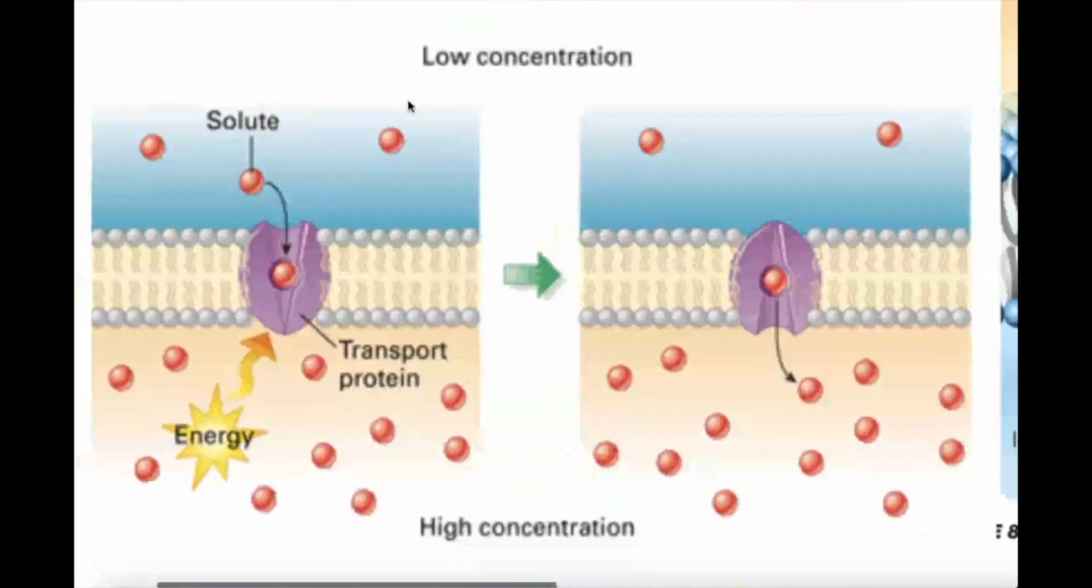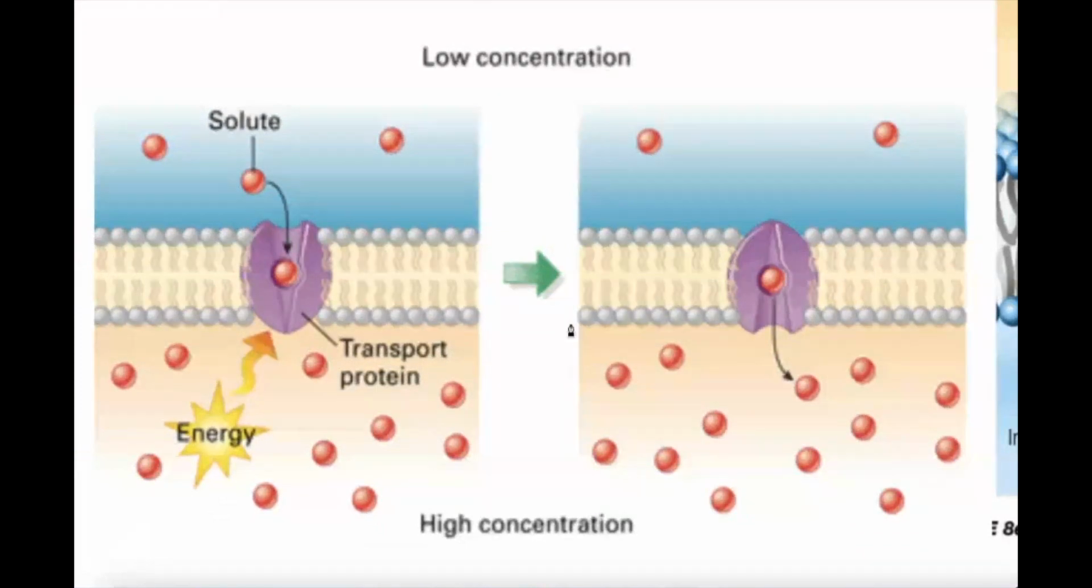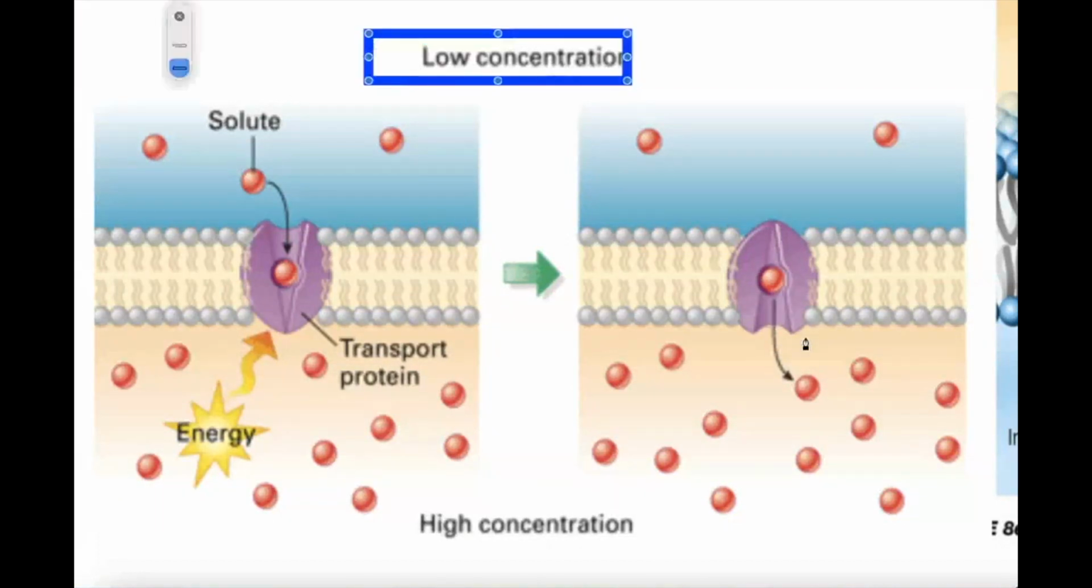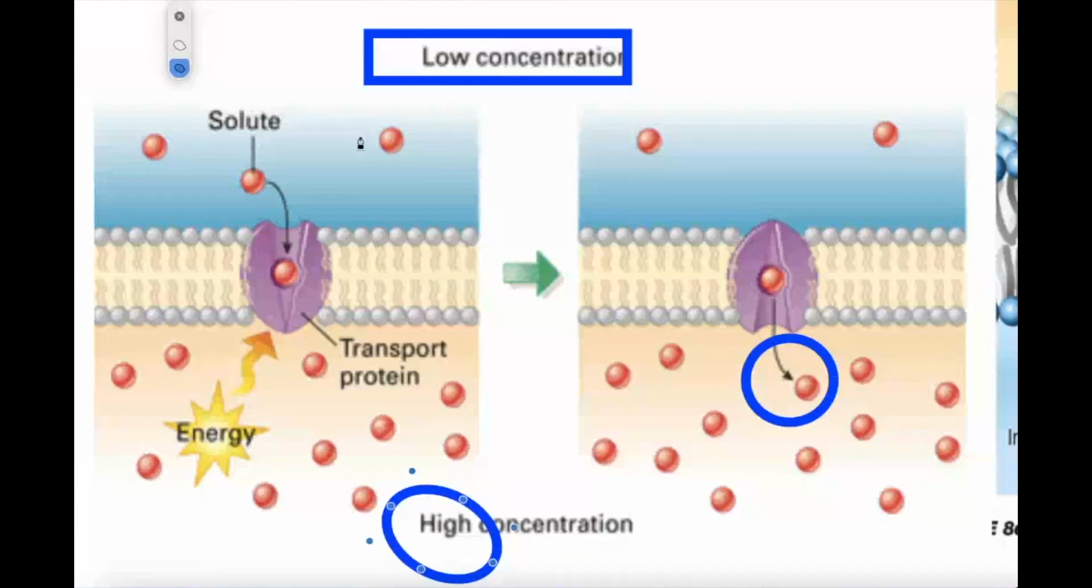This picture, which type of movement? This one. Facilitated diffusion. Okay, because it is using the help of protein. It is moving from low to high. I agree, because the arrow is going down and the downside is high. The arrow is coming from here, which is low. So it is moving from low to high.